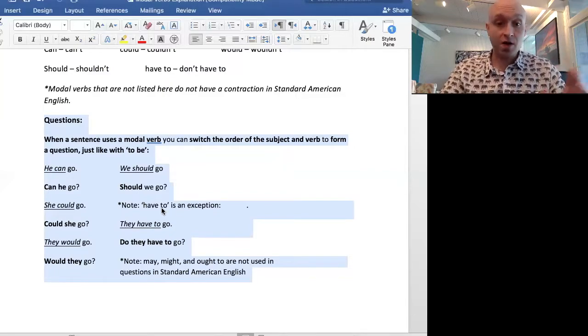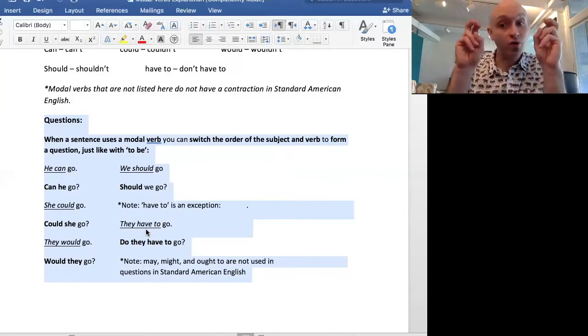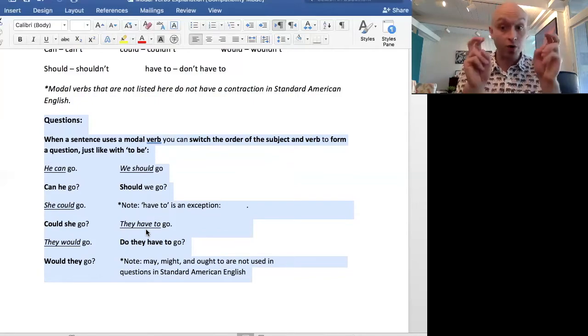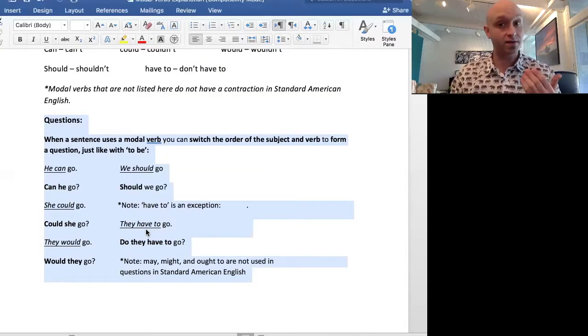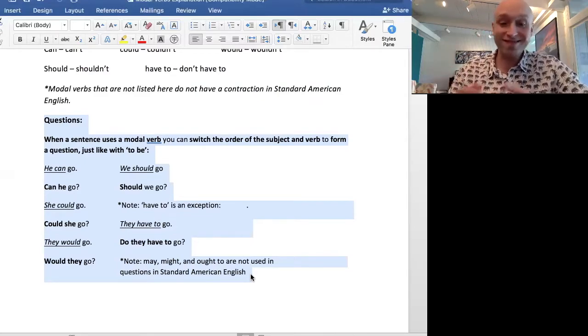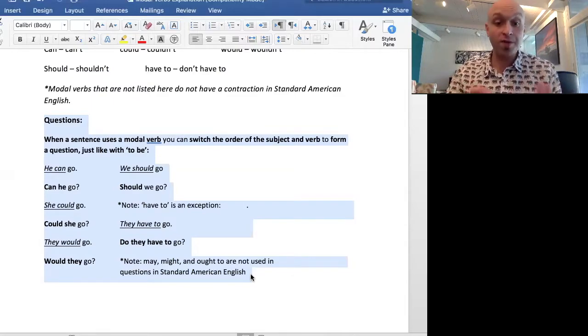Tem uma exceção, que é have to, porque não é um true modal verb, porque tem duas palavras, have to, então a gente trata esse modal verb um pouco diferente, como uma sentença sem to be, tá? E a única notinha aqui, may, might, and ought to, não usam como perguntas em Standard American English.